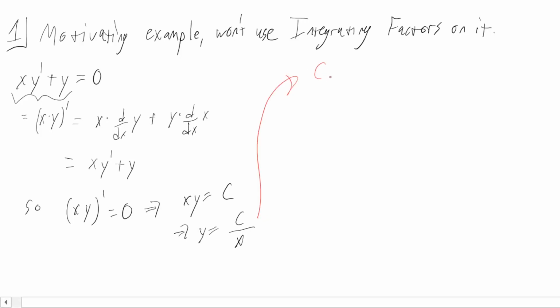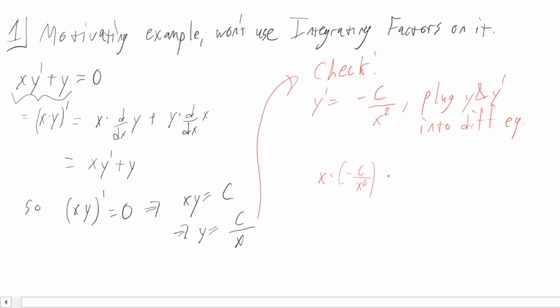And as you should do with all your differential equations, we could check this. So if we take the derivative of y, we get y prime is negative c over x squared. And plugging this back into the original differential equation, x times this derivative plus c over x gives us, well, negative c over x plus c over x, and it's 0. So it satisfies the differential equation.